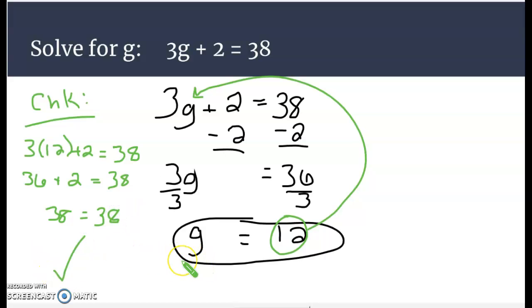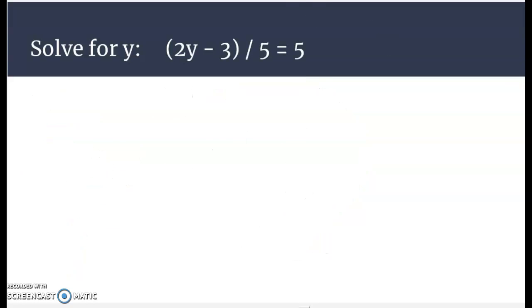I won't do this for every example. However, I just want to show you that you can take your answer, substitute it back in to see if it works and see if you did the problem right. Let's look at another example here. Rewrite it here. I'm going to have 2y minus 3. Now when you type it, it kind of looks like it does up here. I'll write it like this, times 5, or divide by 5 equals 5.